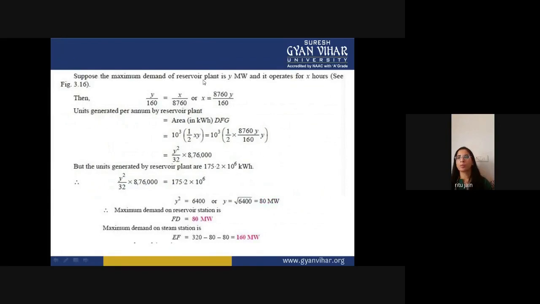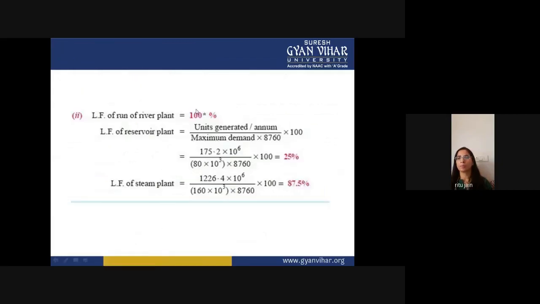Now, suppose the maximum demand of the reservoir plant is Y megawatt and it operates for X hours. Then you can write Y upon 160 is equal to X upon total hours in a year, and X is equal to 8760 Y upon 160.